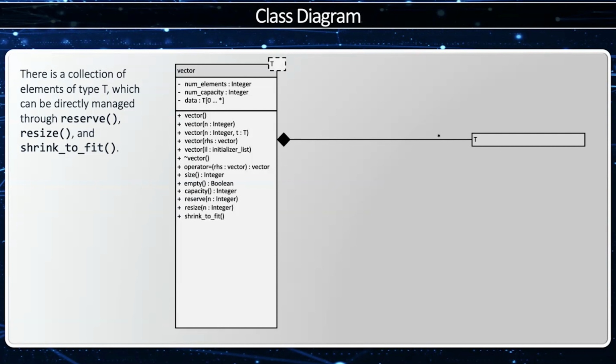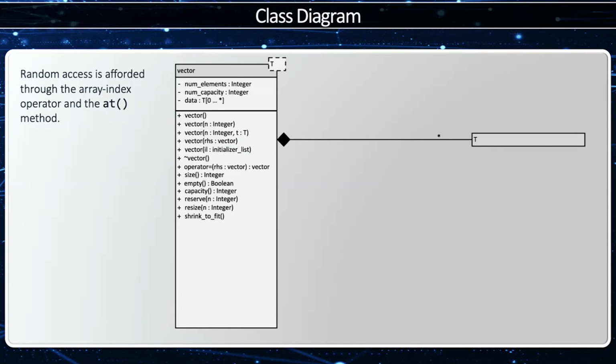We also have methods which will manipulate this collection. We call them reserve, resize, and shrink to fit. Reserve will increase the capacity without changing the number of elements. Resize will increase or decrease the number of elements, and shrink to fit will remove any excess capacity. Random access is afforded through the array index operator and the at method. Both of these return a T. Now there's two versions of each. There's the constant version, which returns a copy of T, and there's the read-write version, which allows the client to modify the data in the container.